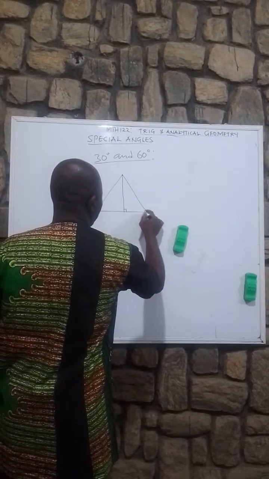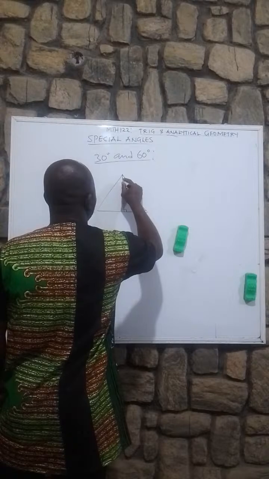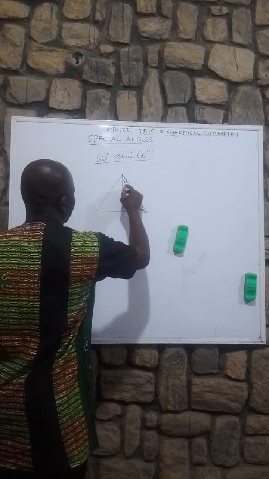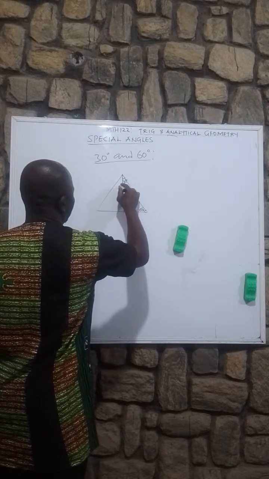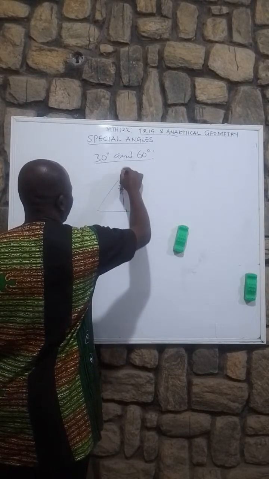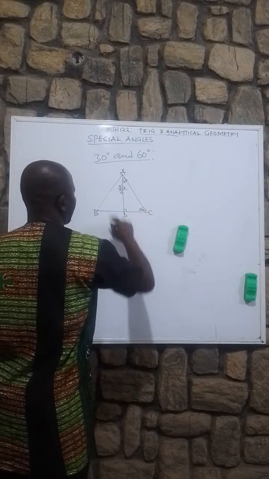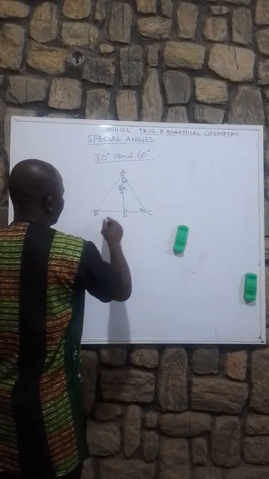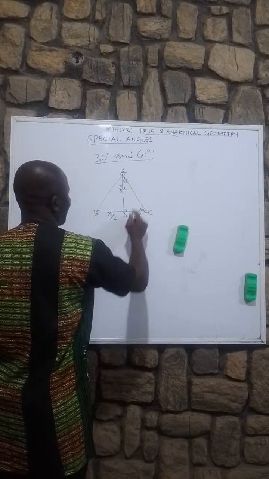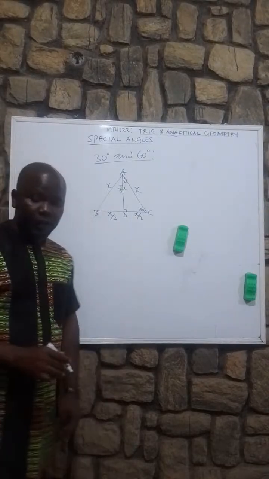This is 60 degree. Here is 30 degree. Then here is x. Here is root 3 all over 2. We have A, B, C, D. Then x all over 2, x all over 2. Then here is x, here is x. This is an equilateral triangle. Is that clear?